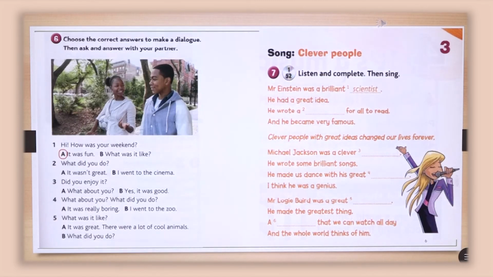Okay, now you have exercise 6. You have A, B, 2 options. You're going to choose the best option. And then, if you have someone next to you or in your family that you can practice the dialogue with, do it. Take your time first to pick the right option. Then we will check it together.